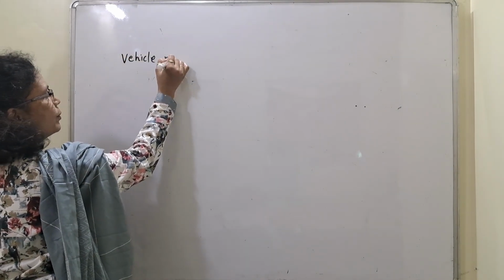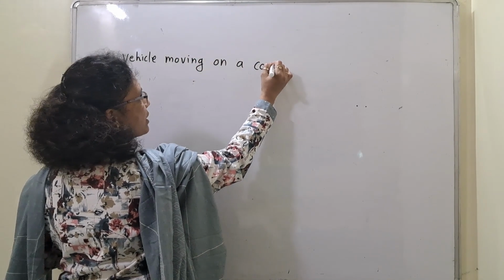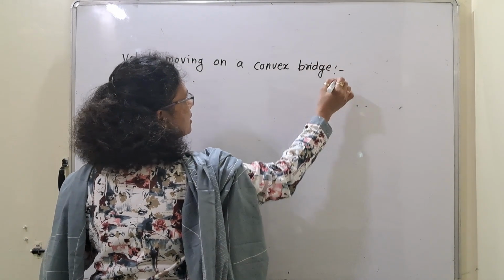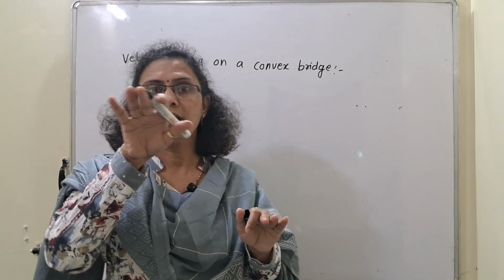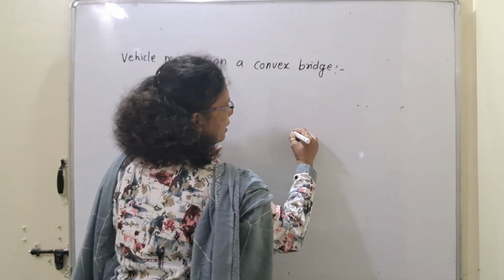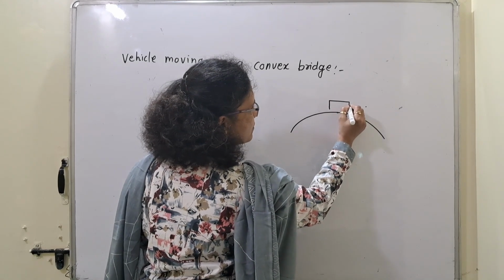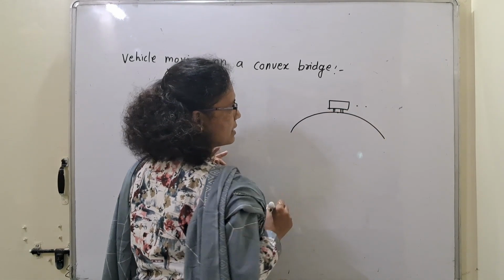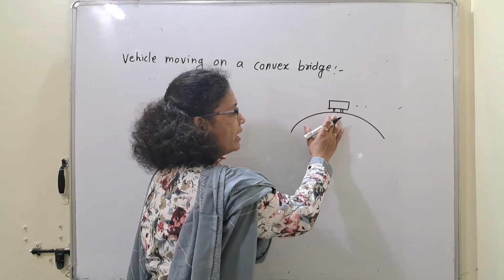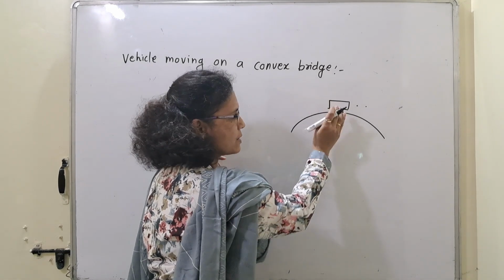Vehicle moving on a convex bridge. What will be the velocity of that vehicle when it is at the topmost position of that convex bridge? Means if this is a convex bridge and if the vehicle is present at this position, we have to calculate the formula when this vehicle is at the topmost position. We have to find out the velocity of this vehicle at this position.